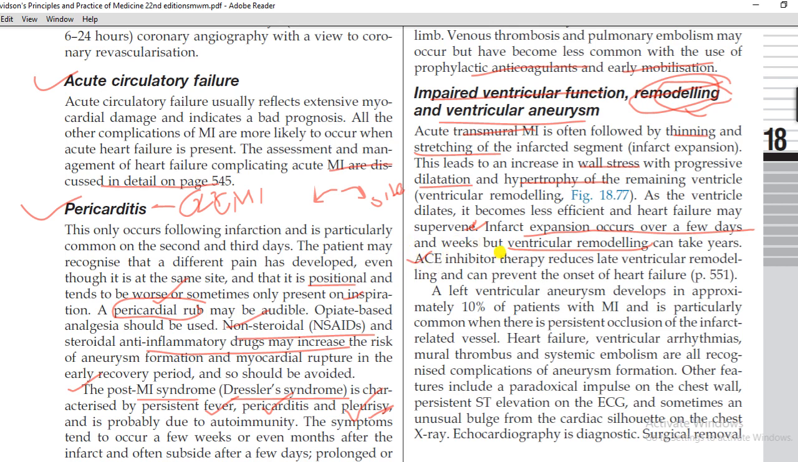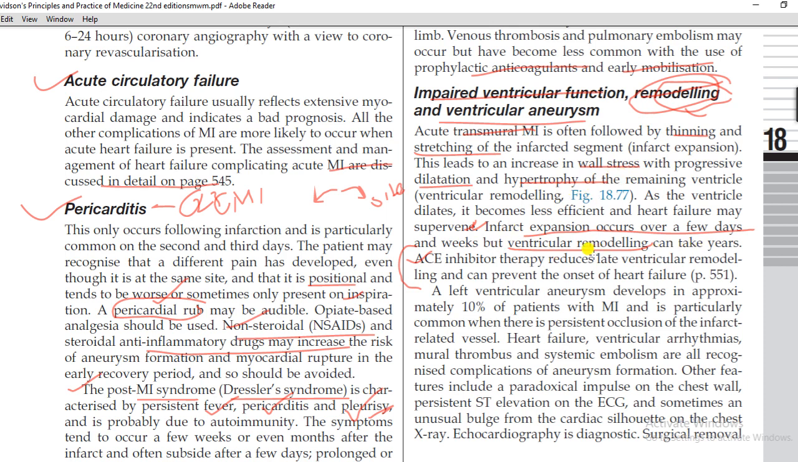Angiotensin converting enzyme inhibitor therapy reduces left ventricular remodeling and can prevent the onset of heart failure. How does it do that? Reducing the workload of the heart, I think, because much more water is excreted in the urine, so there is less blood to pump and less stress on the wall. Less stress on the wall gives less dilation and less hypertrophy of the heart.